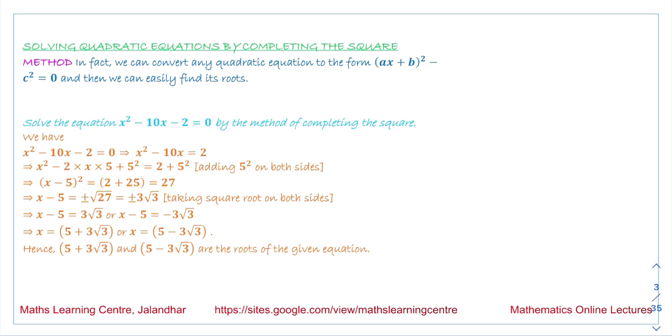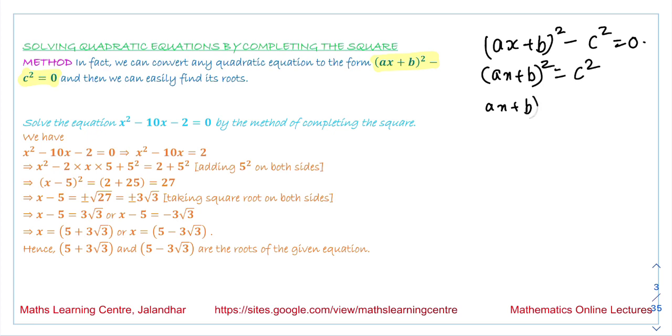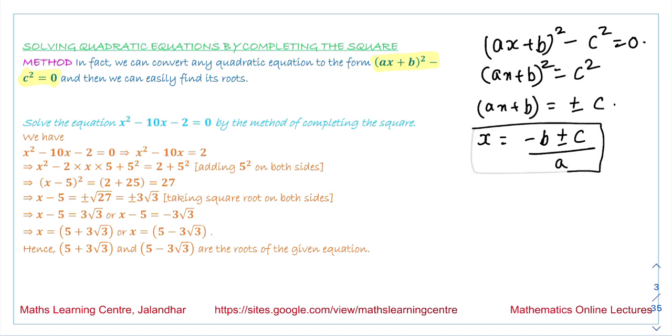So what we are trying to do now is write any quadratic equation in this form. Any quadratic equation is given and we are trying to write it in this form. From this we will get the answer. It is (ax + b) whole square is equal to c square. So ax + b is equal to plus minus c. So we get the value of x as (−b ± c) over a. This will be our final answer. These are the values of x that we will have.